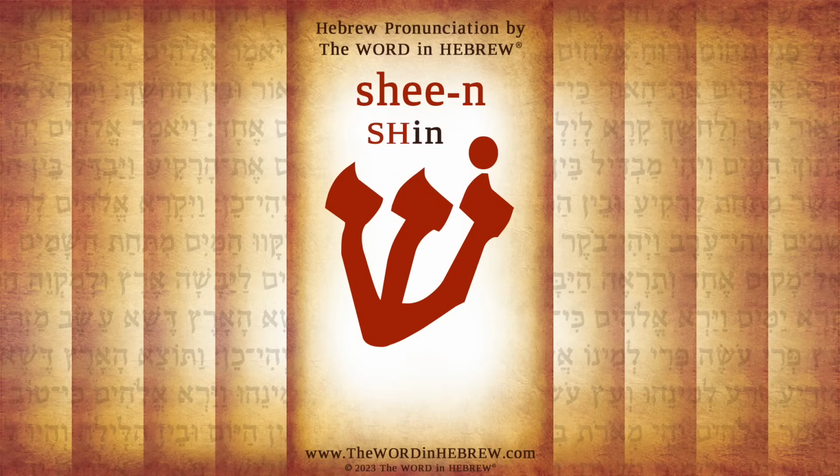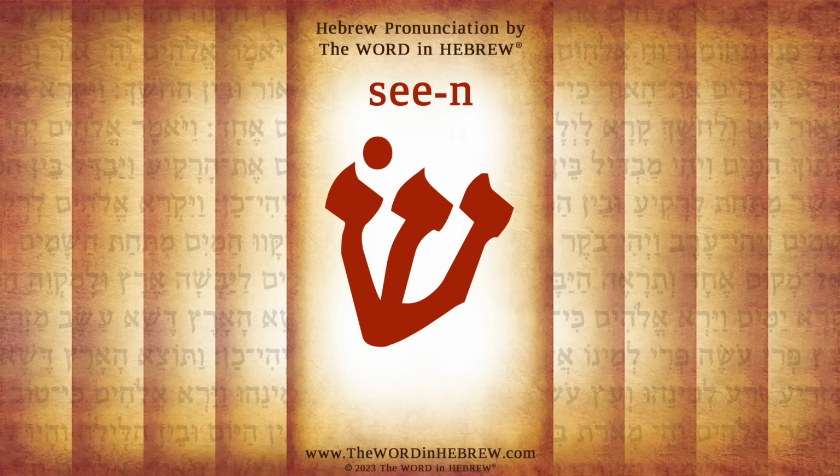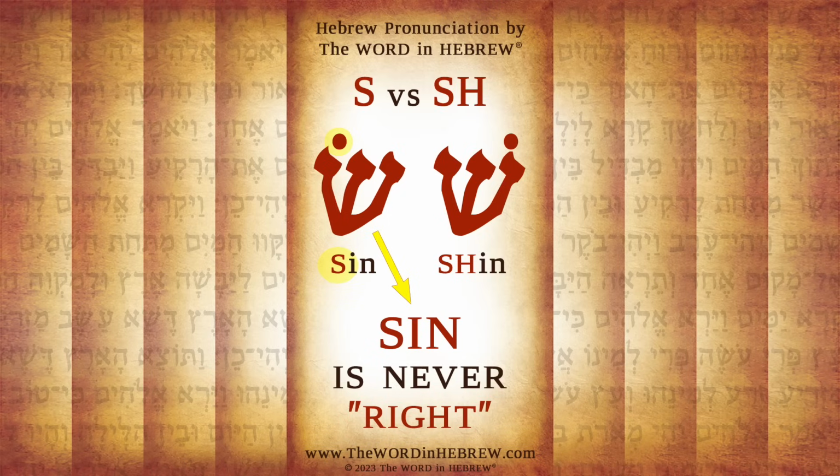Shin. Sh, as in ash. Sin. S, as in sky. Now pay attention that shin that makes sh has the dot on the right side, and sin that makes s has the dot on the left side. One easy way to remember that is that sin is never right.